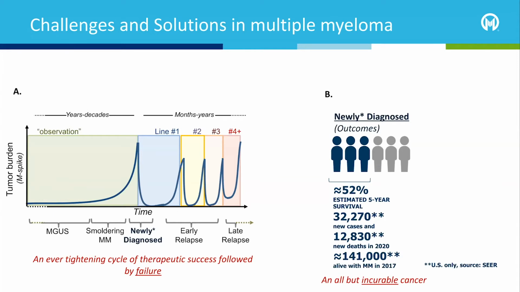So every year we have 32,000 more new cases in the United States, about 12,000 deaths, and about 141,000 live patients. Today, every patient has an estimate 50% 5-year survival. And while these patients respond well to initial therapy, the tumor develops resistance. So treatment of multiple myeloma consists of multiple cycles of response and development of resistance and thus relapse.